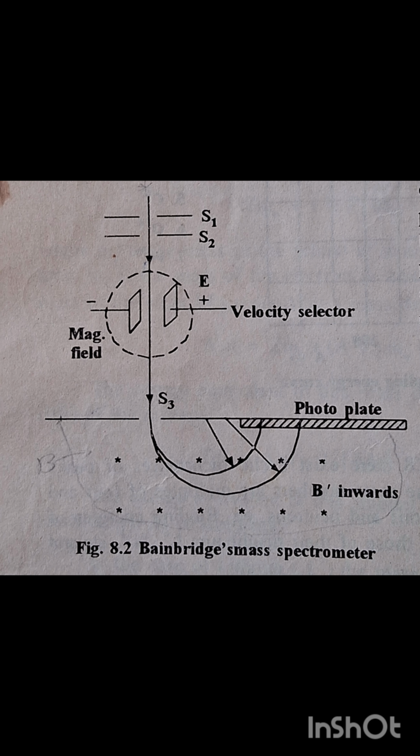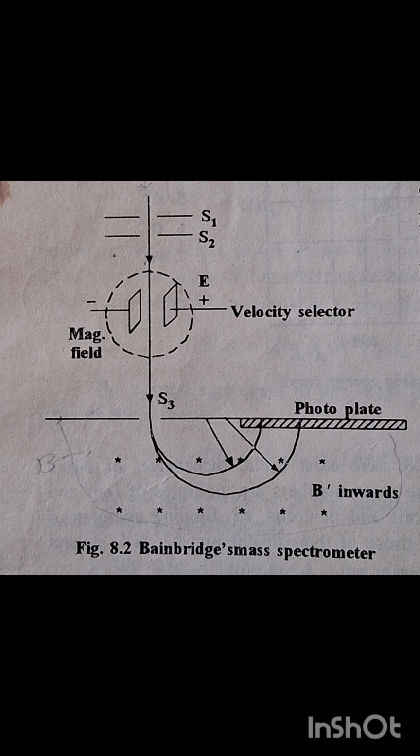The two forces are made equal so that the ions do not suffer any deflection within the velocity selector, that is capital E into e equals small e into capital B into v. So small v equals capital E divided by B. Only the ions having the velocity equal to capital E divided by B pass through the velocity selector and then through the slit S3.